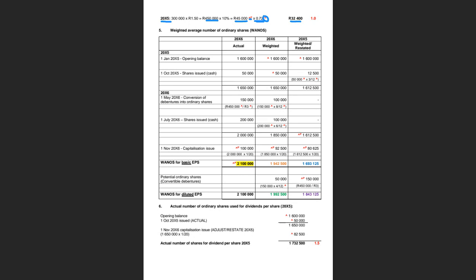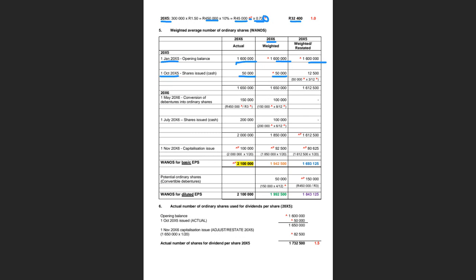So if you look at what's happening in Vanos, and this is why I encouraged you the other day to look at things in a chronological order. Chronological means in date order. So if you look at what they've done here, they came in with an opening balance of 1.6 million, right? That was easy. And then they did the issue in October. Remember, there were 50,000 shares. So they put the full amount in actual, and then the full amount in 2016. Why? Because it was only issued in the prior year. There was only that one issue in the prior year.